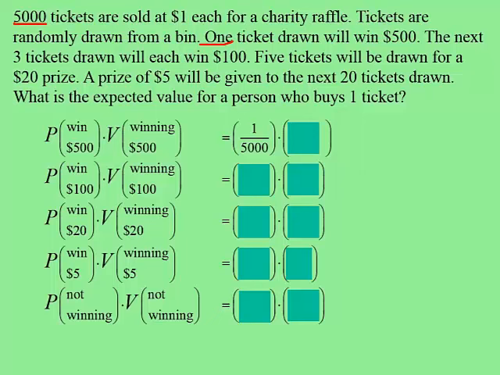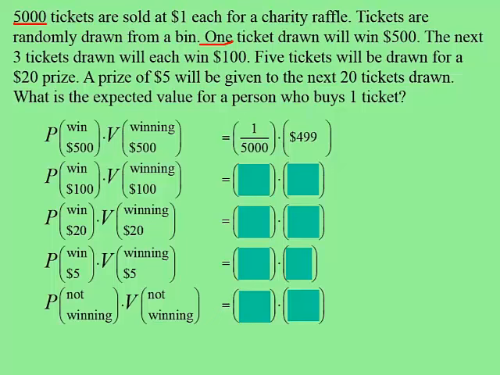You want to be careful in assigning the value, because you see here the person paid $1 to play. You give them a check for $500, what have they gained? Well, $1 of it is what they paid, so they've only gained $499. Then we can go through a similar process for the others.